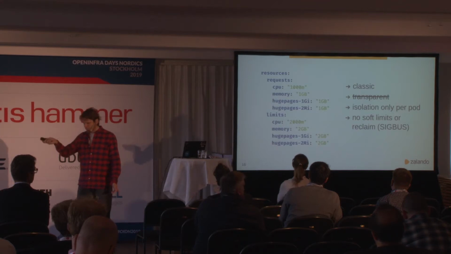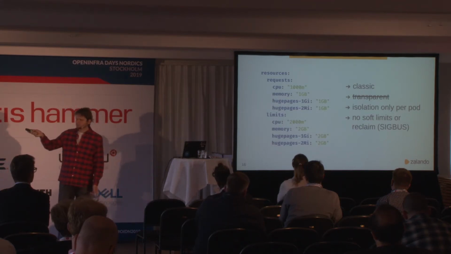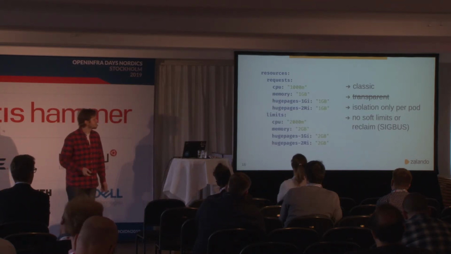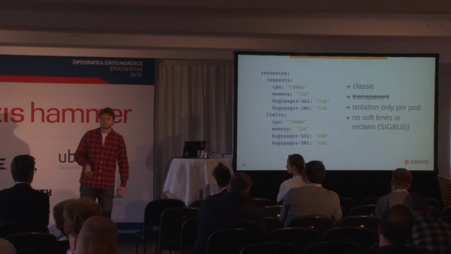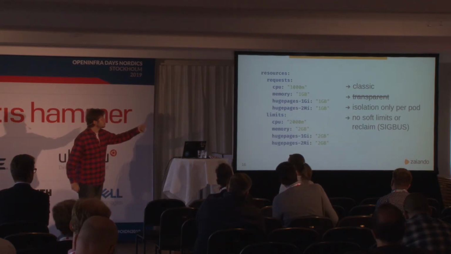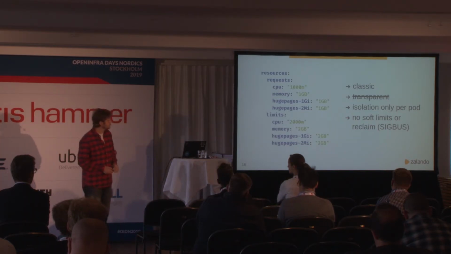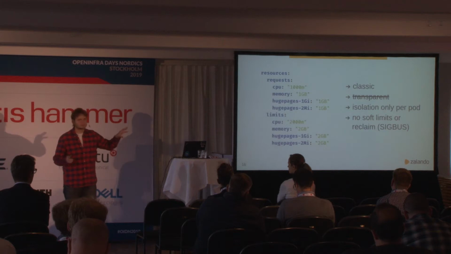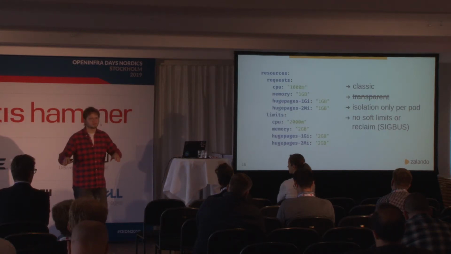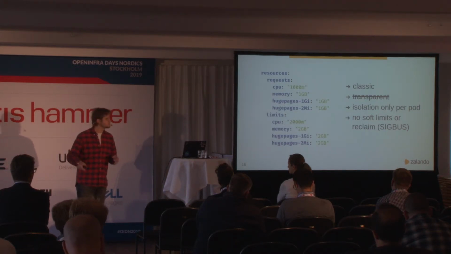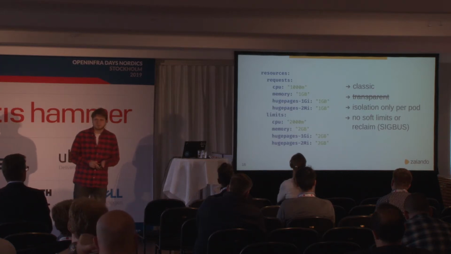Okay, memory. I've shown the full manifest before. It turns out that Kubernetes allows us to even manage huge pages, which is really nice. So we can say, please give us request huge pages 1 GB, 2 MB, and the same for limit. For you to understand, we're talking here about classic huge pages, not transparent, because that's a totally different story, and please disable it.